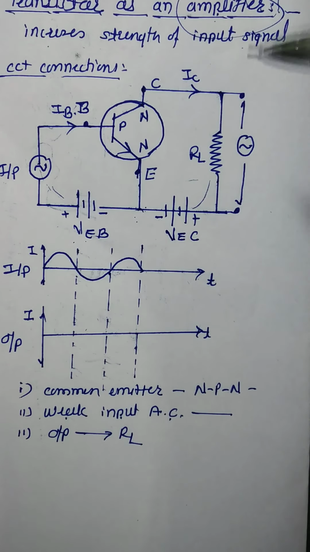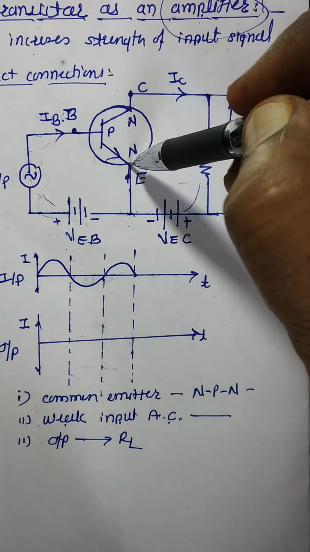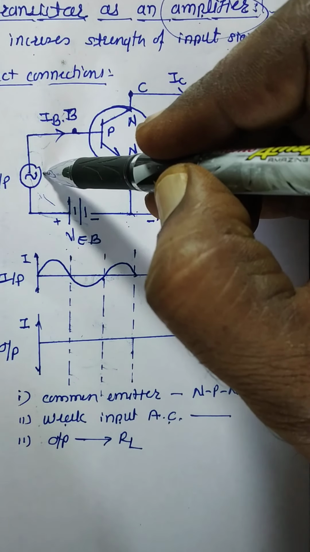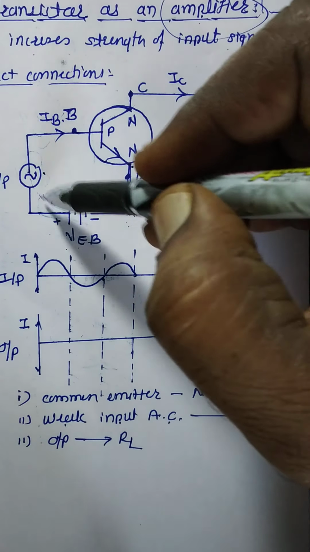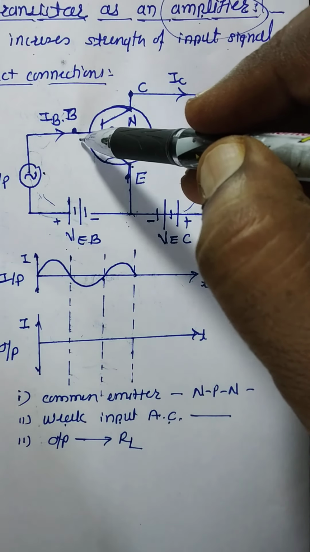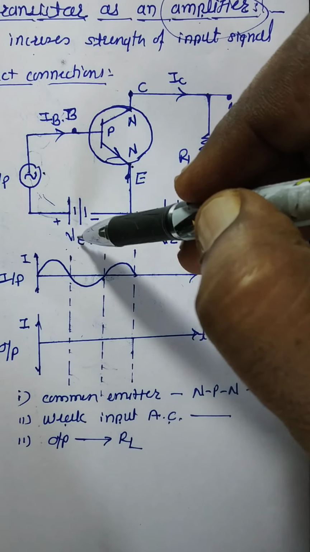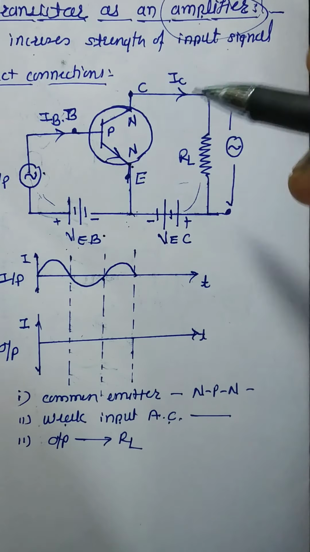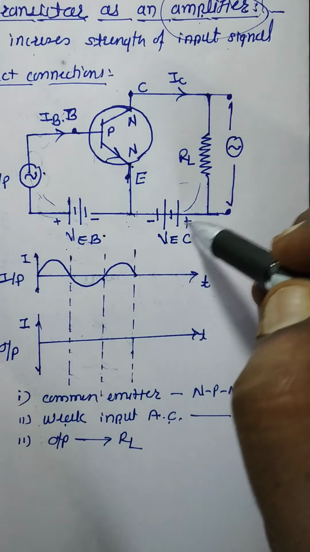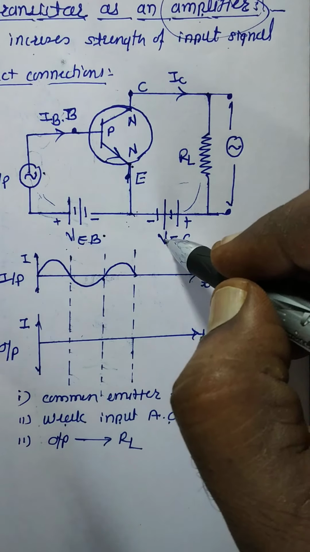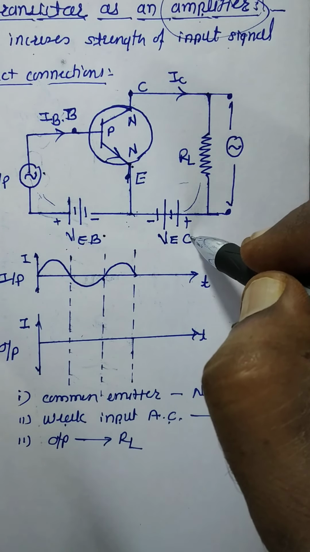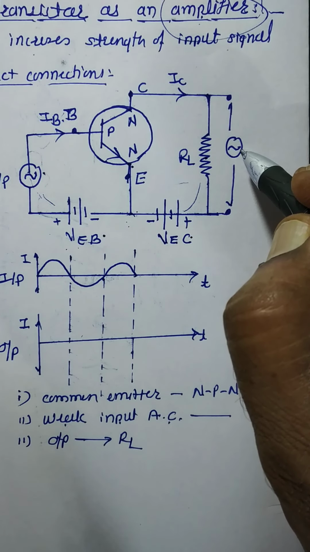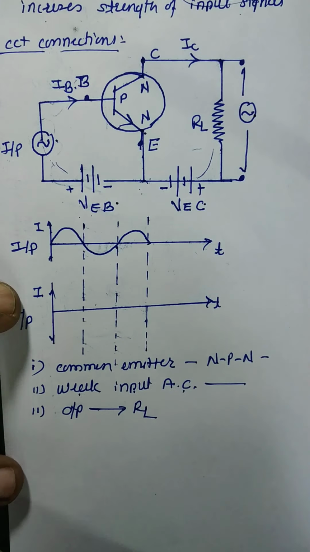Circuit consists of common emitter configuration of NPN type transistor. Weak signal which is to be amplified is connected between emitter and base in series with battery VEB which is forward bias. Base collector junction is made reverse bias with battery VEC in series with load resistance, and output voltage is measured across load resistance.